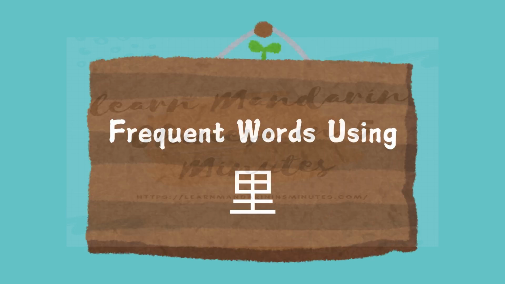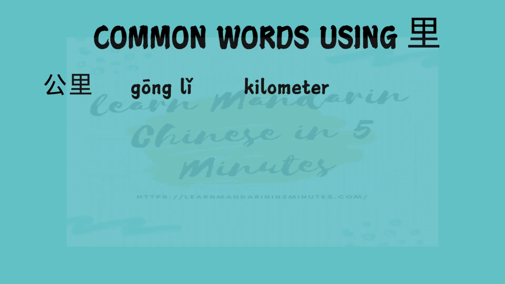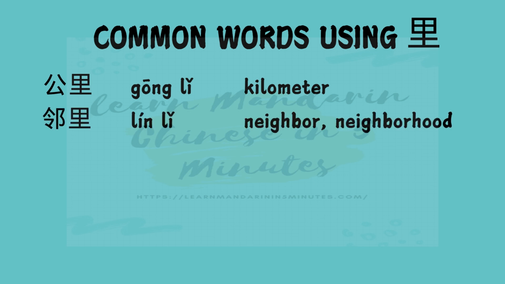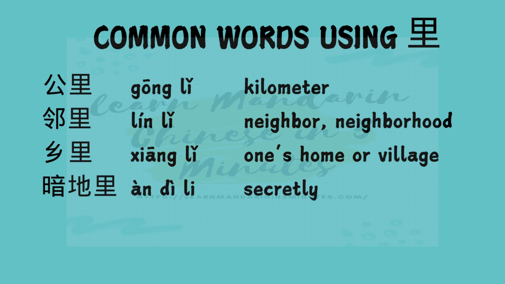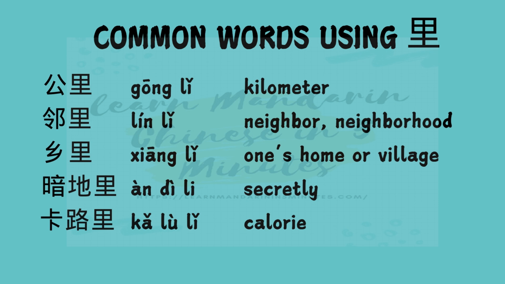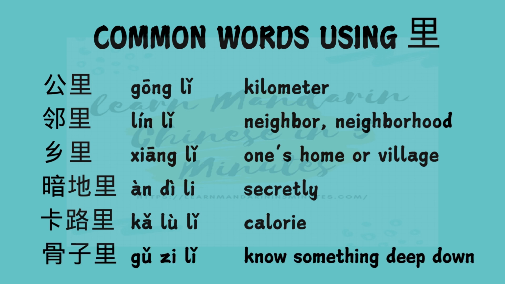Frequent words using 里: 公里, kilometer; 邻里, neighbor, neighborhood; 乡里, one's hometown or village; 暗地里, secretly; 卡路里, calorie. This is a loan word. 骨子里, to know something deep down.